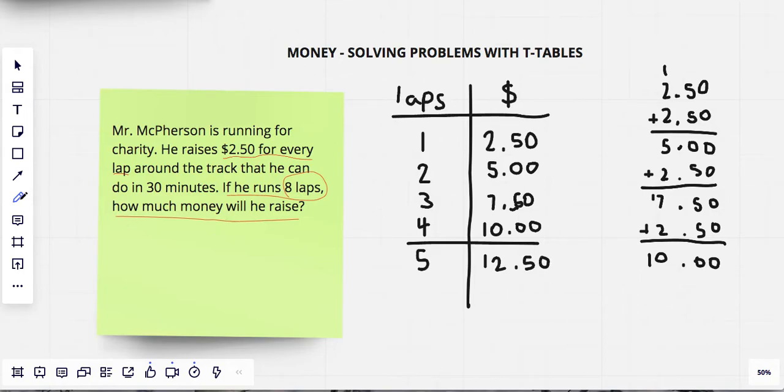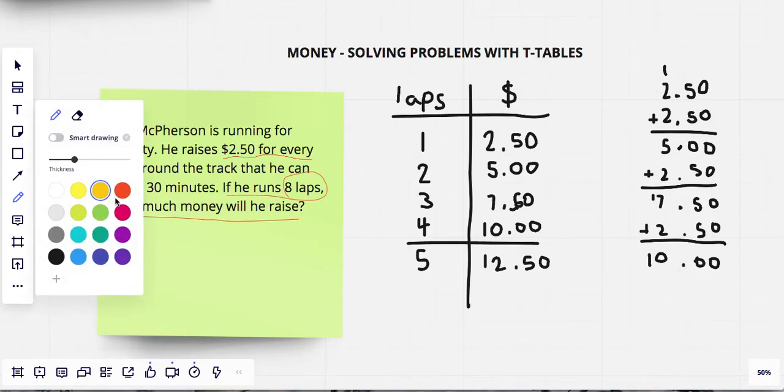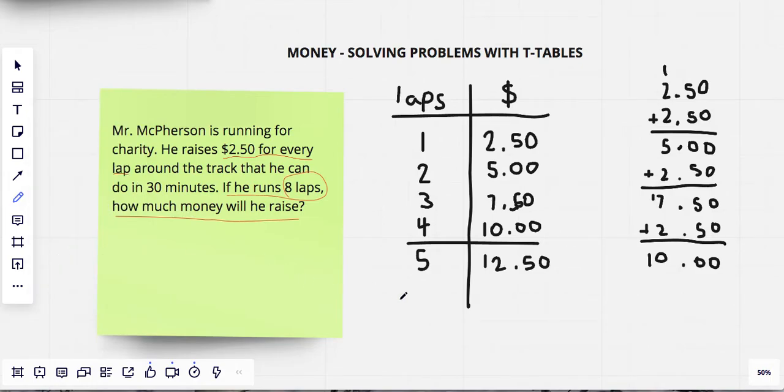Then I wanted to point out to you, just like we've seen in our math, that we're creating a pattern here. Look at my numbers. If I just took away this one here, I have $2.50, $5, $7.50, $10, and then I'm back to $2.50 again, just like 2.50 up here. Now I'm $10 further. If I keep going in my pattern, maybe that'll help you predict what 6 laps is going to be worth as far as fundraising.